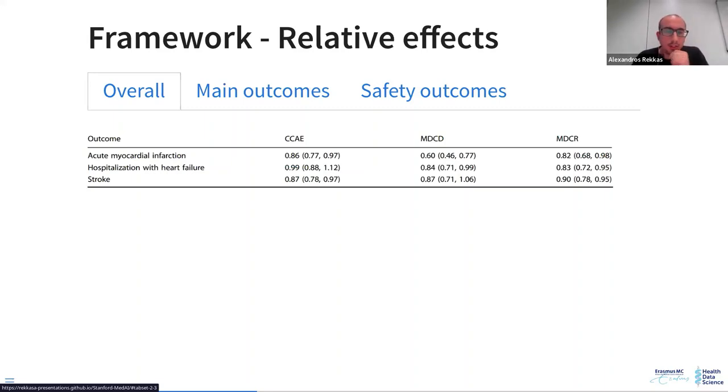Regarding the relative effects now, overall, for acute myocardial infarction, we found that hazard ratios pointed towards benefits with thiazides compared to ACE inhibitors. For hospitalization for heart failure, maybe less so, and with stroke, usually not so strong, right? Negligible differences anyway.